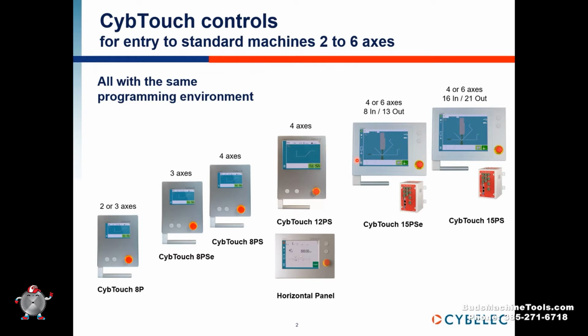And then the last range of the Cybtouch is the Cybtouch 15. And we have 2 models, the 15PSE, E for economical, and Cybtouch 15PS. The difference, as you can see, is the number of input-output, but the software, the HMI, is similar. Also, one good point about all the Cybtouch, the programming environment is exactly the same. It's similar on all Cybtouch.